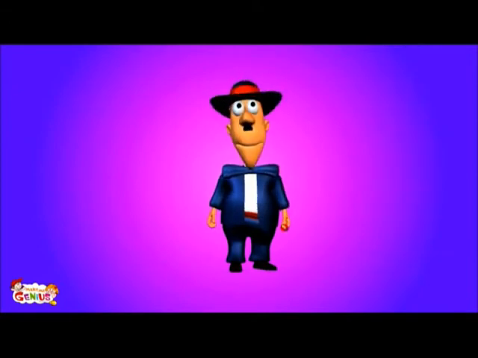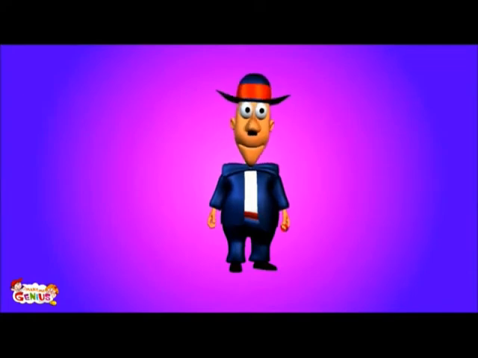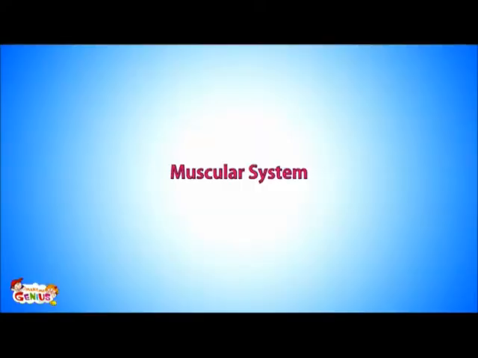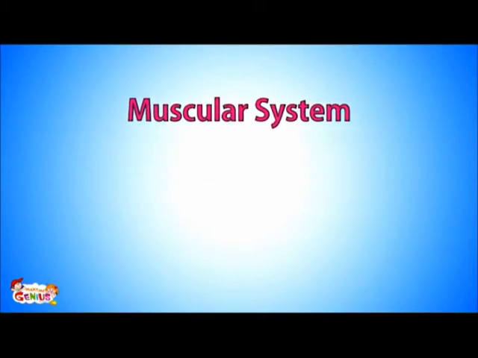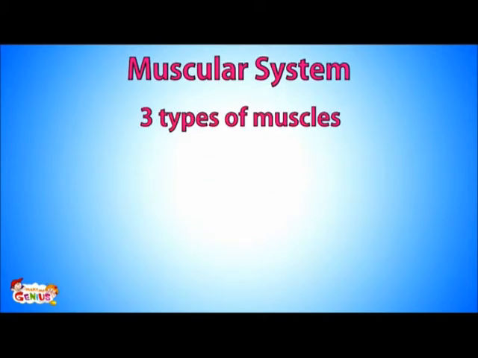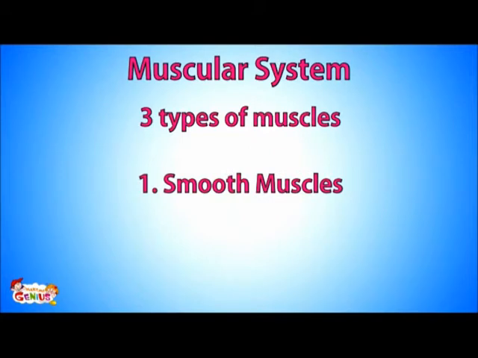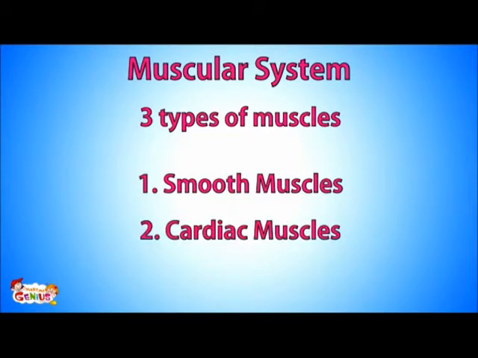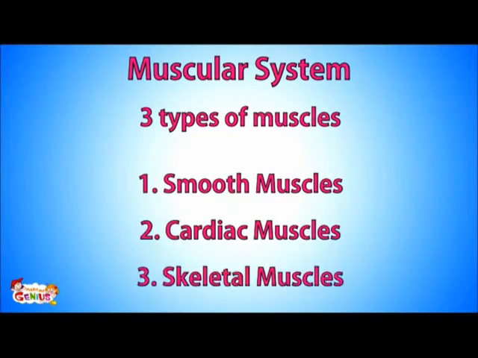Now, do you want to know about the types of muscles in the human body? Okay. Muscles in the human body are part of the muscular system. There are 3 types of muscles: smooth muscles, cardiac muscles, and skeletal muscles.